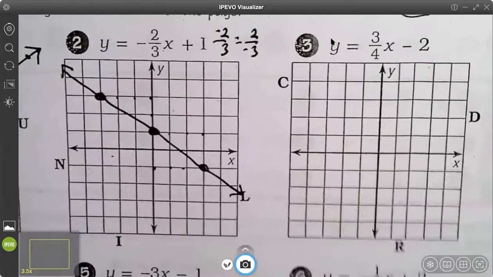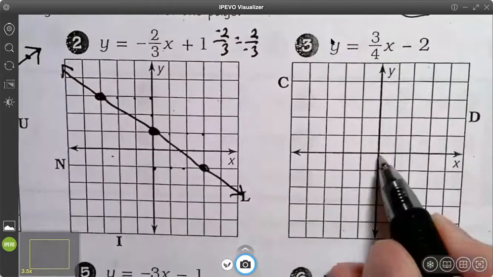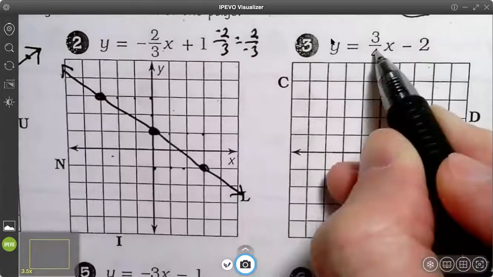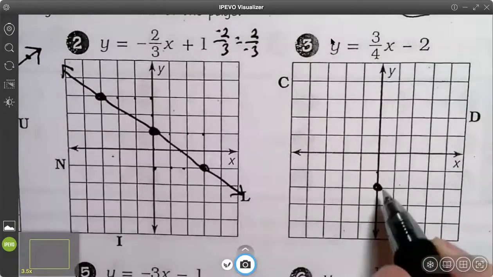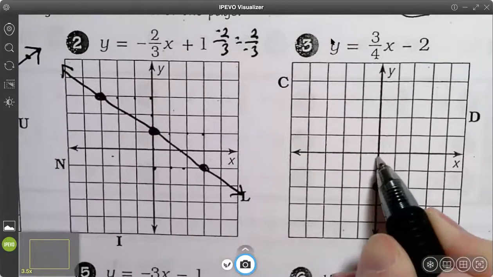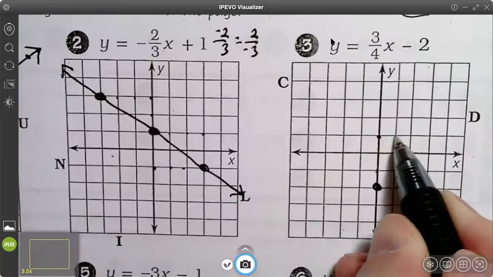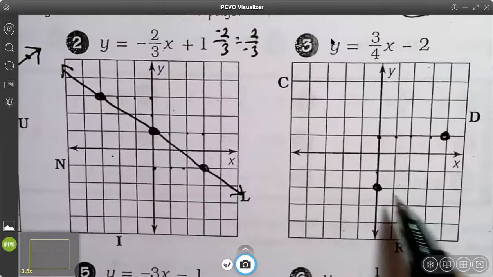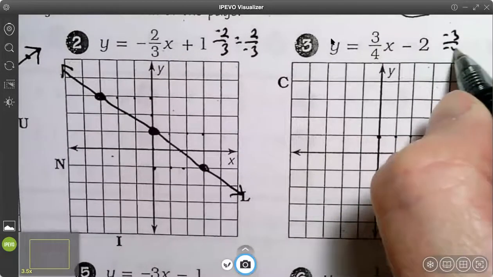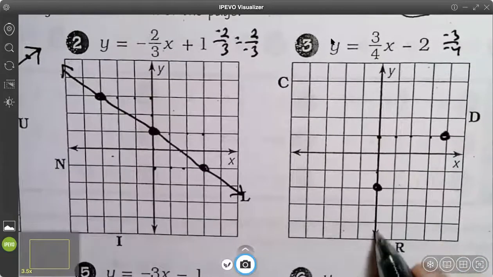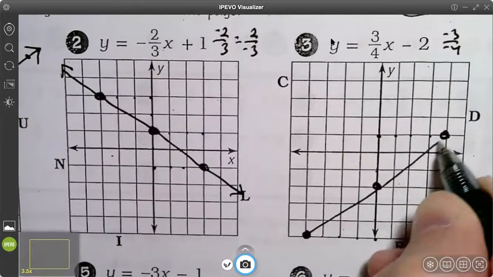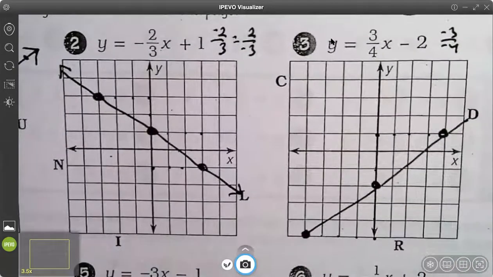Number 3, my y-intercept is negative 2, negative 1, negative 2. My slope is positive 3/4. So I'm going to rise 1, 2, 3, run 1, 2, 3, 4. And I can also rise negative 1, 2, 3, run negative 1, 2, 3, 4. Draw my line, and I just graphed it.